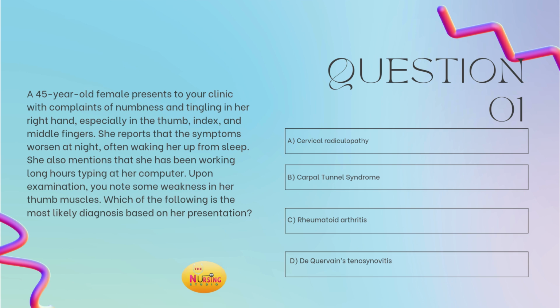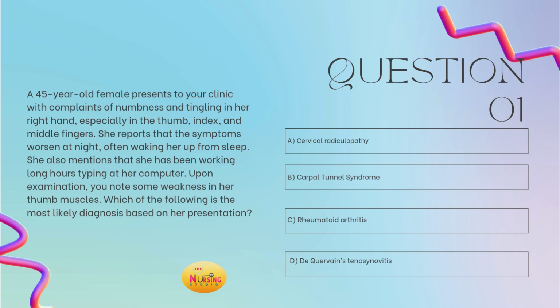And then also, I always tell y'all to pay attention to these three areas if they are provided: their age, their gender, and their ethnicity, right? So here we have a 45-year-old female who comes into the clinic complaining of numbness and tingling in her right hand. That is especially noted in the thumb, index, and middle fingers, right? She reports that the symptoms worsen at night so much that it's waking her up from her sleep, and she types a lot for long periods of time on the computer. On exam, there is noted weakness in her thumb muscles. Based on this presentation, what are we thinking, y'all?